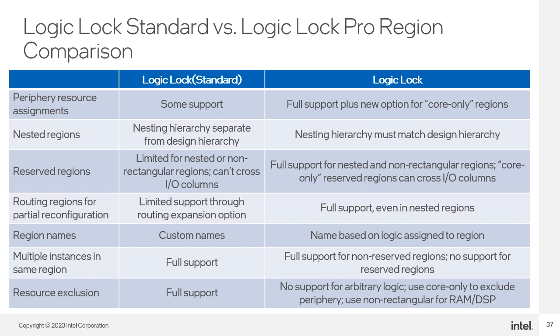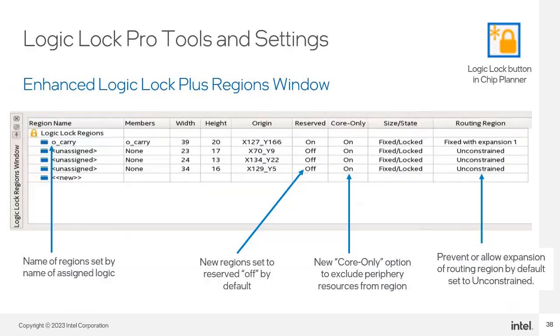The core-only option can do this for periphery resources, but non-rectangular shapes should be used to exclude other core resources, such as RAM and DSP blocks. As mentioned, the same tools are used to create and manage logic lock regions. Other than the new button, you can create logic lock regions in the chip planner in the same way as before by simply clicking and dragging to draw the new region.